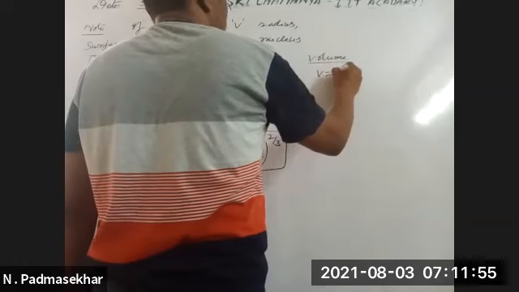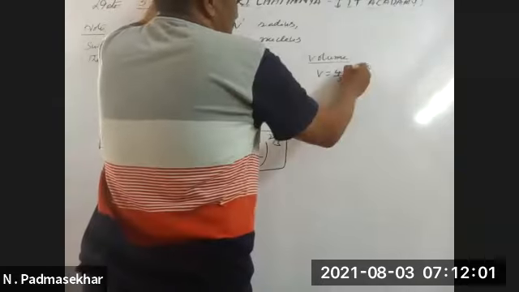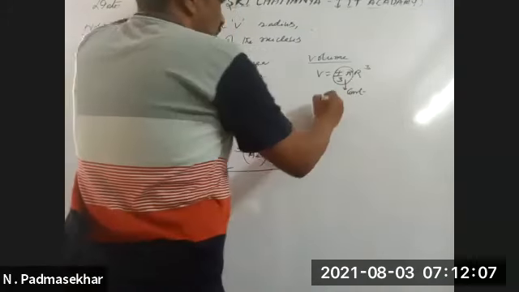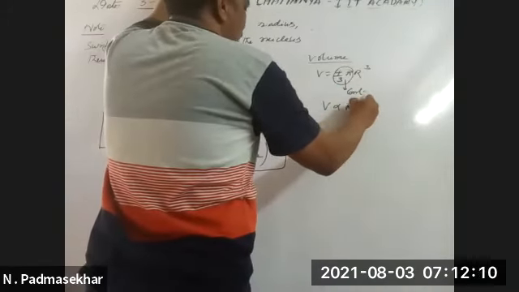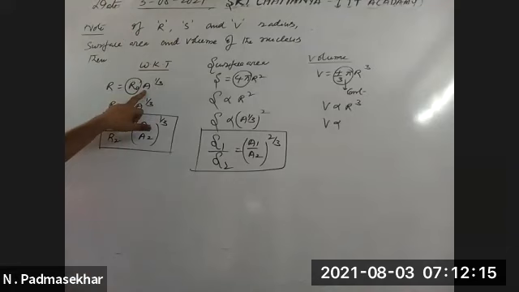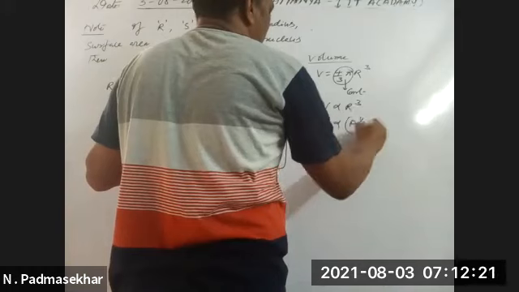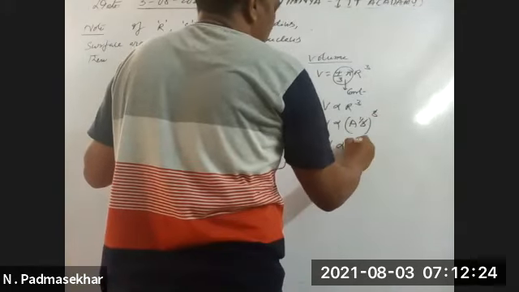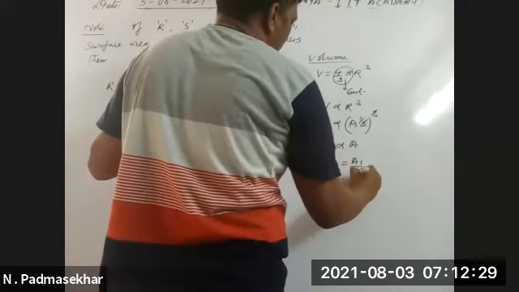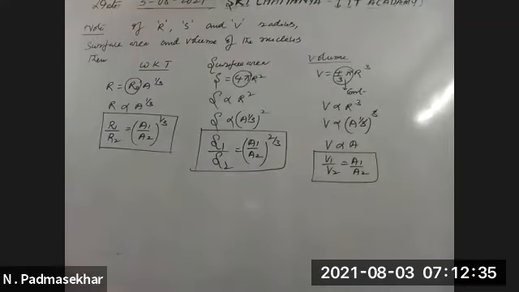Next, volume. You know, V is equal to 4 by 3 pi R cube. So this 4 by 3 pi is a constant here. V is directly proportional to R cube. So R is proportional to A to the power of 1 by 3 whole cube, and V is directly proportional to A. So V1 by V2 is equal to A1 by A2. This is the ratio of the volumes.